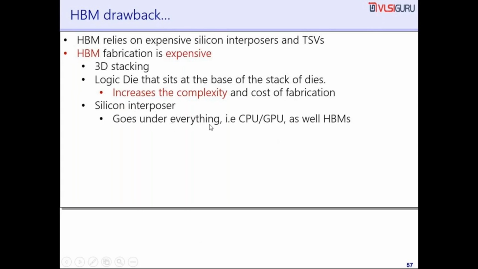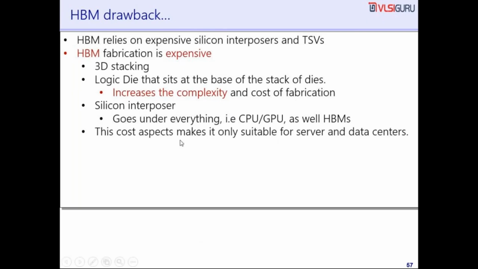It goes under everything, like it will be below the HBMs, and below the CPU and GPU. So additionally adding that layer of silicon interposer and taking the connections through that interposer will add to the complexity and the cost. This cost aspect makes it only suitable for server and data center applications. For normal consumer applications, HBM won't be of much use because of the cost involved in manufacturing. But for servers and data center applications, it would fit in.